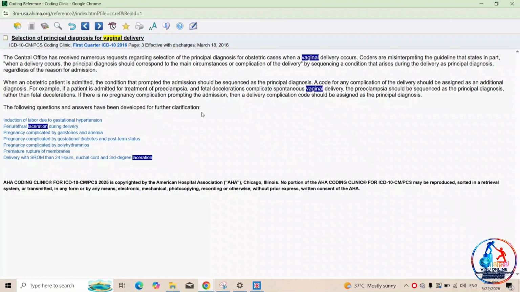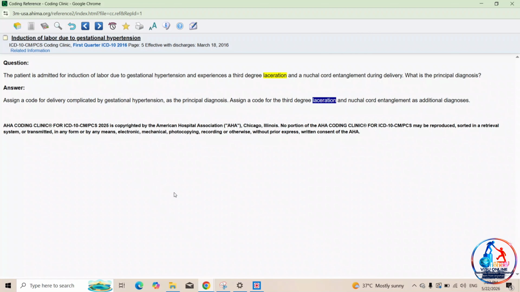The question is, the patient is admitted for induction of labor due to gestational hypertension and experiences a third-degree laceration and a nuchal cord entanglement during delivery. What is the principal diagnosis? Here is the answer. Assign a code for delivery complicated by gestational hypertension as the principal diagnosis. Assign a code for the third-degree laceration and nuchal cord entanglement as additional diagnoses.